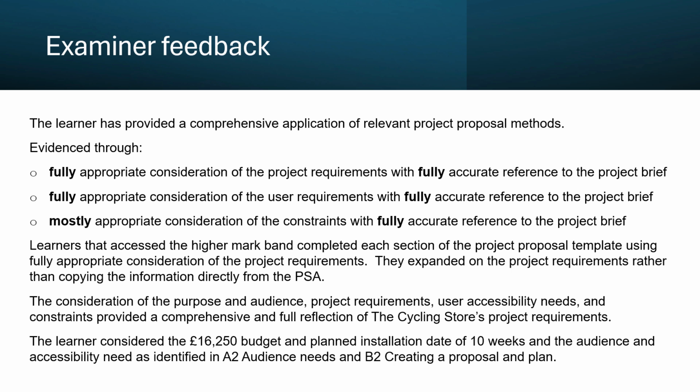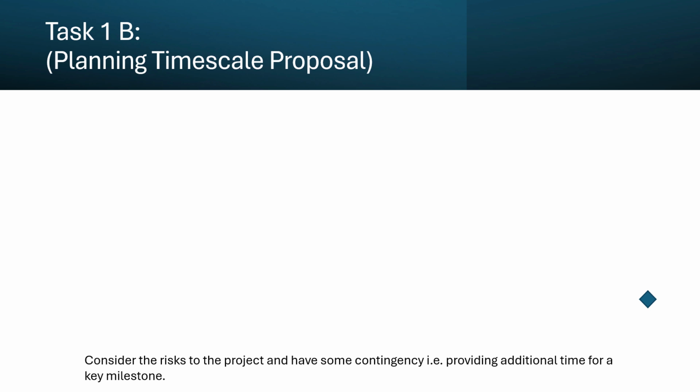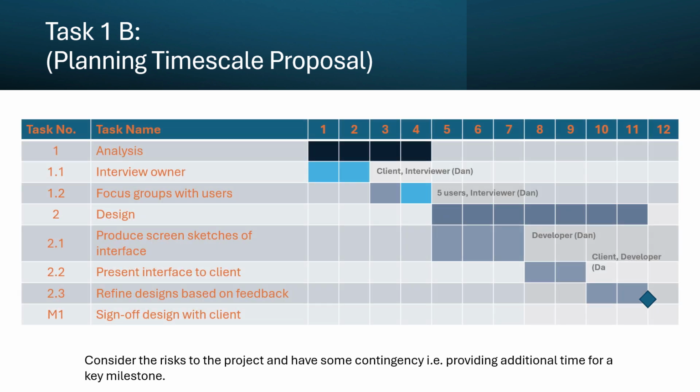They've considered the budget there as well, the time they have. So you can see that's why they've got 11 marks. Now the next section is task 1B, and for task 1B you've got your planning stage. So this is where you're creating a Gantt chart. The best example of this would be just anything you do in Excel.